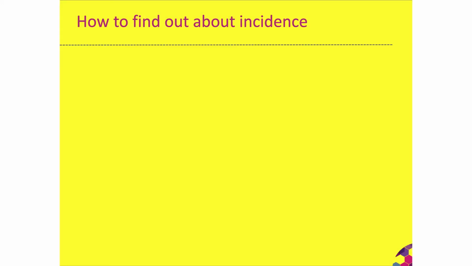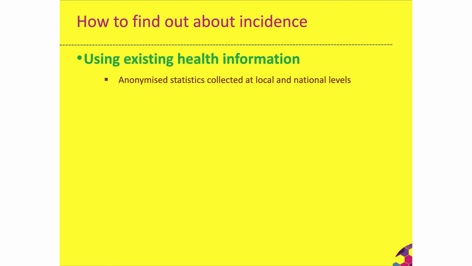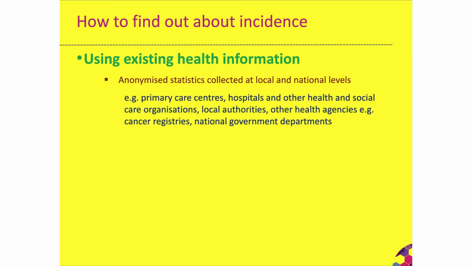So how do we find out about incidence? We can again use existing health information, anonymised statistics collected at local and national levels, e.g. primary care centres, hospitals and other health and social care organisations, as well as local authorities, other health agencies such as cancer registries and national government departments.